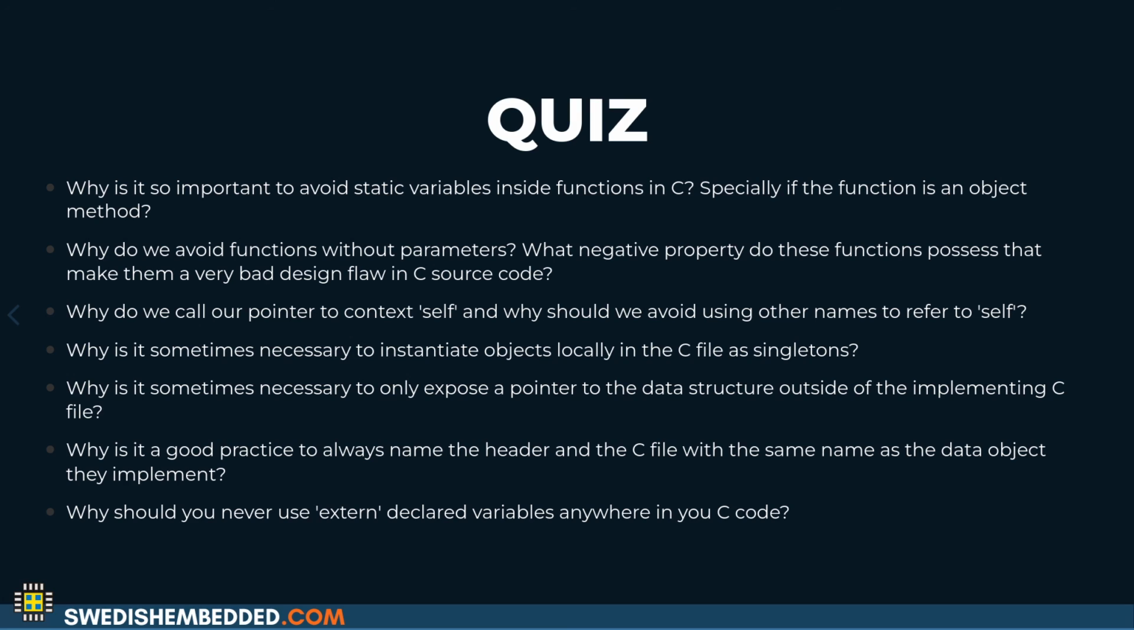Why is it sometimes necessary to instantiate objects locally in the C file, for example, as singletons? What does that have to do with memory consumption, for example? And what is the intent behind that? So when you instantiate some portion of your object inside your C file, what effect does that have? So you're taking some functionality, something that is shared between different instances, and you create just one instance of that functionality and one instance of that data.